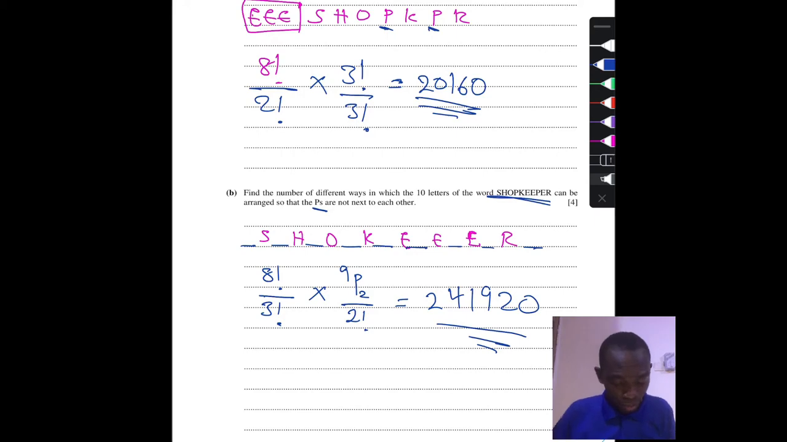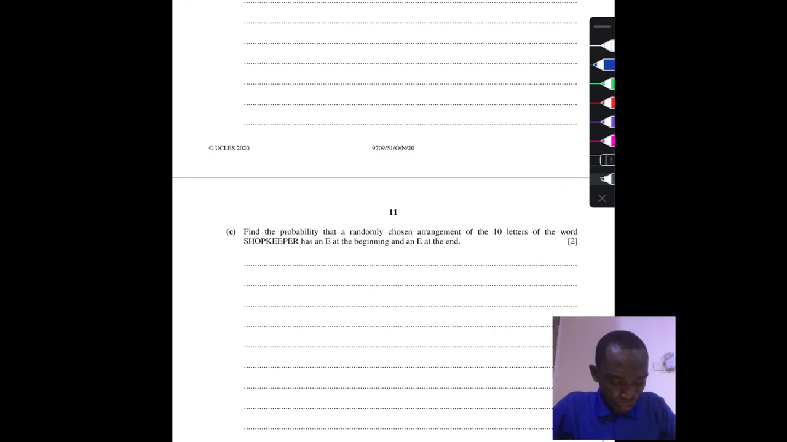I told you. Then the C part says, find the probability that a randomly chosen arrangement of the 10 letters of the word shopkeeper, blah, blah, blah. But the most important thing is that they said that the beginning is starting with E and the ending is E. So let's do that. Start with an E, end with an E.